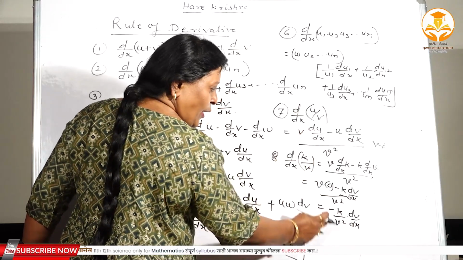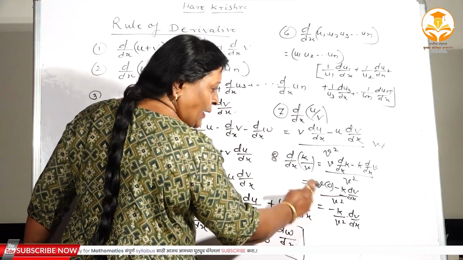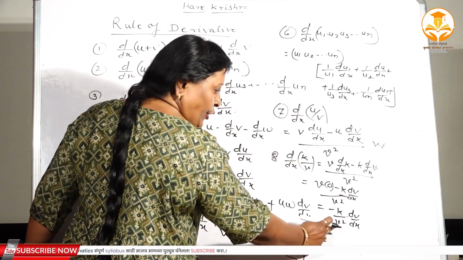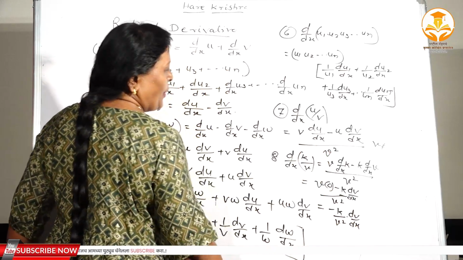How will you work this formula? That is, k remain as it is. Here you have to give the minus sign, take the square of the denominator, that is v square, and into take the derivative of the denominator.